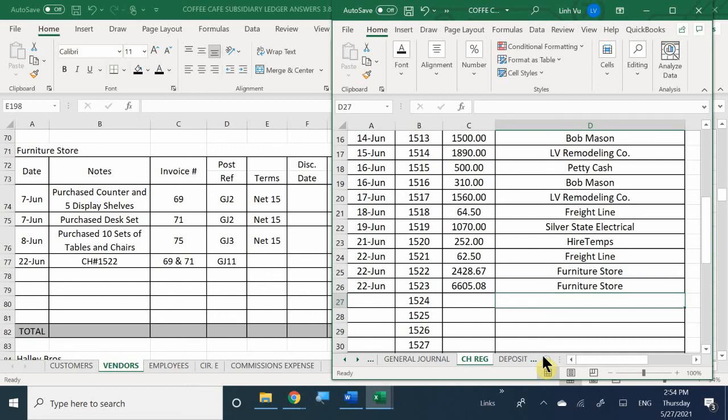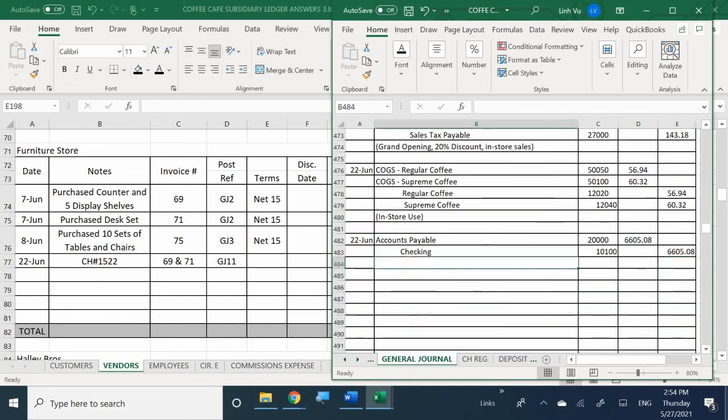I'm good. Since I have my check number, so I don't forget it, I went back to the general journal just to put my note in for the furniture store: invoice number 75, and check number 1523. There we go.